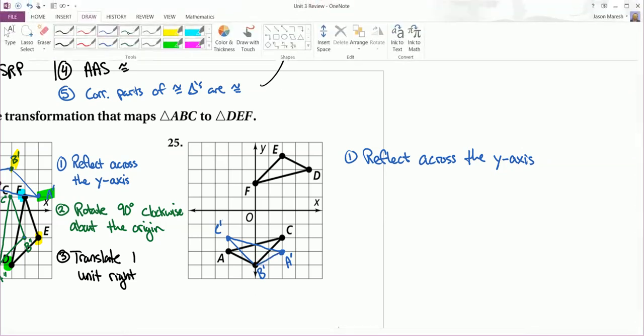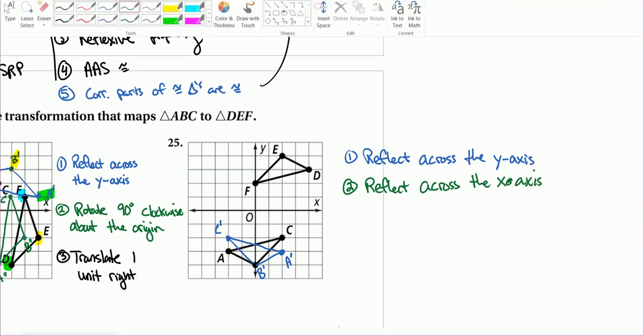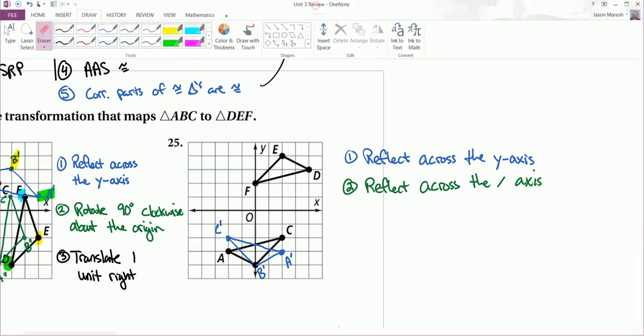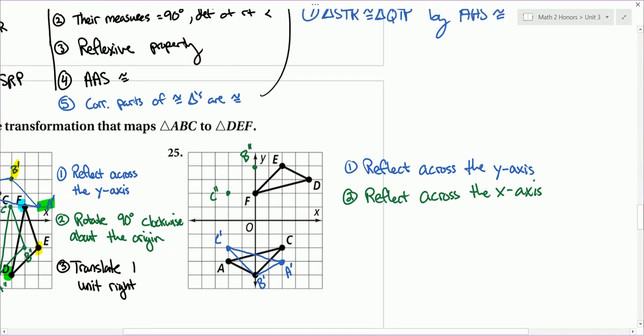Second step, let's take our image there and reflect that across the x-axis. So C prime is 2 below the x-axis, I'm going 2 above, so that's my C double prime. B prime is 4 below, so I'm going 4 above, that's my B double prime. And A prime is 1, 2, 3 below, so I'm going up 1, 2, 3 above, that's my A double prime. So here is my result. Almost exactly where I want it. Last step, translate 2 units to the right.